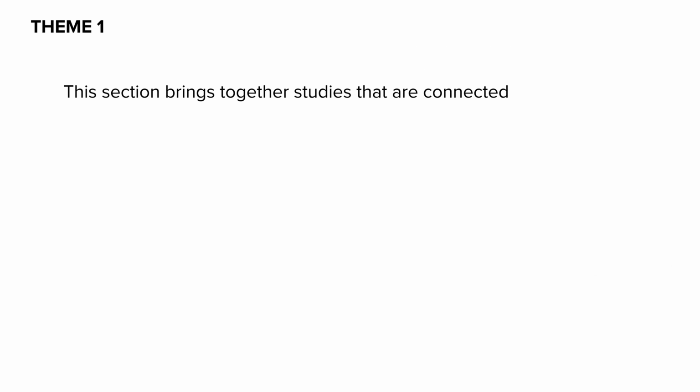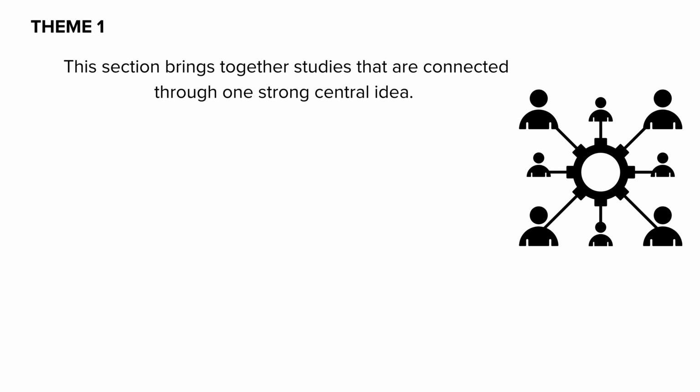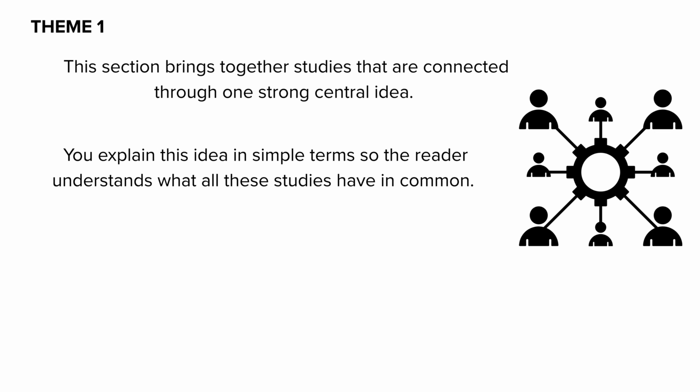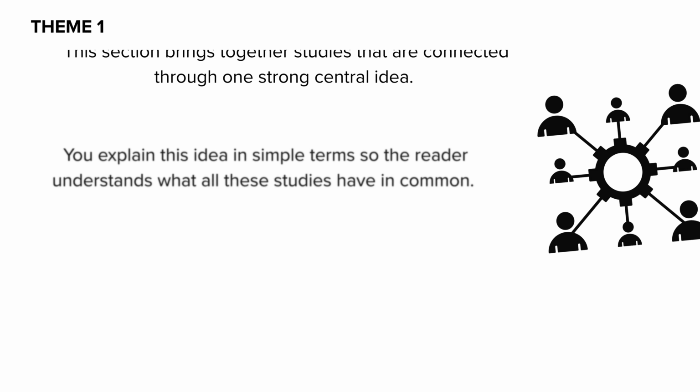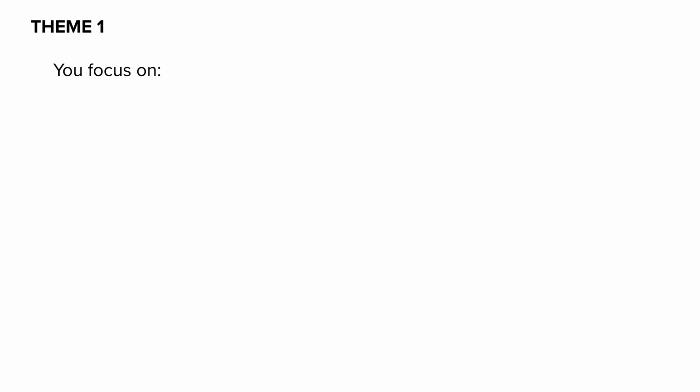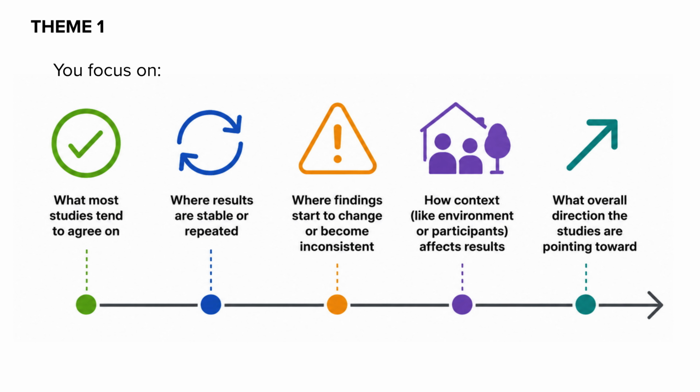Theme 1. This section brings together studies that are connected through one strong central idea. You explain this idea in simple terms so the reader understands what all these studies have in common. You focus on what most studies tend to agree on, where results are stable or repeated, where findings start to change or become inconsistent, how context, like environment or participants, affects results, and what overall direction the studies are pointing toward. Instead of only reporting results, you explain what the combined meaning of these studies is.